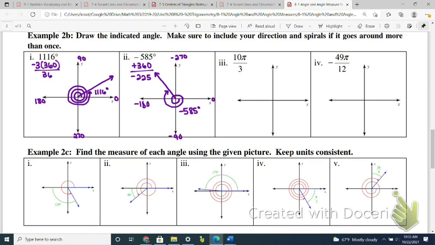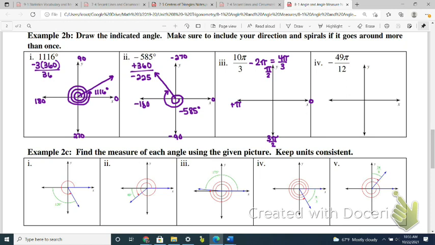So 10 pi over 3, we are going to add or subtract 2 pi until I get to a number that is between 0 and 2 pi. So if I take away 2 pi, so 10 over 3 minus 2, I get 4 pi over 3, and that's a number between 0 and 2, so that's okay. So I'm going to graph it, 0. Remember, this is pi over 2. Negative pi, positive pi, and 3 pi over 2.